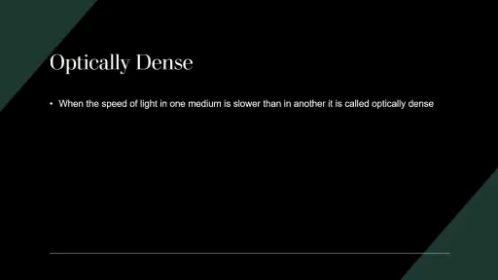Optically dense. If you take light and shine it onto something that has a different medium and it slows the light down, it's known as optically dense. Even though it might not be physically dense, it will be optically dense because it's slowing down light. And the more it slows down light, the more dense it is. An easy one is from air to water. Water is more optically dense than air. Light travels slower through water than it does through our atmosphere.